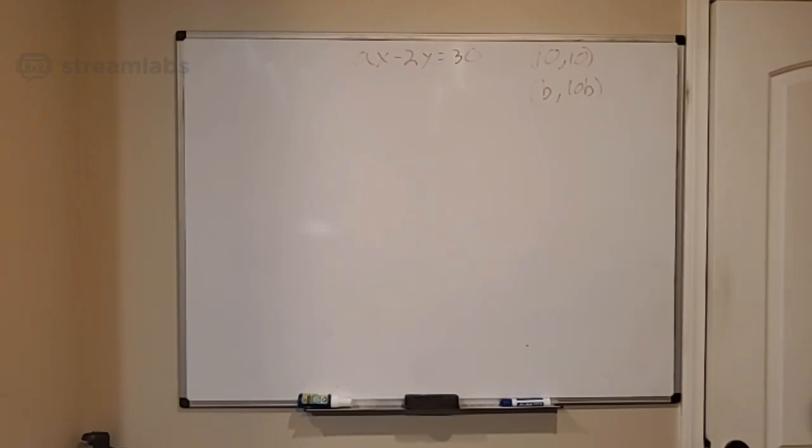I'll give you a hint. How many variables are in the equation of your line? How many variables are in that equation? 2. Which two are you seeing, Miguel? X and Y. What about A? Bro, what about A?